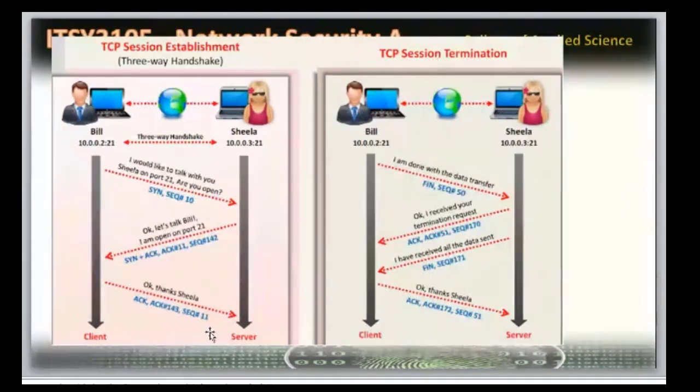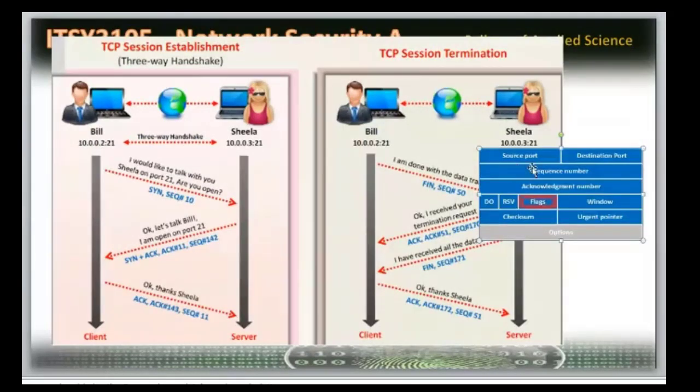Now I want to close the connection. Termination. So the first step, this is connection establishment. After the connection is established, I want to close it. So how can I close? Now again I'm going to create a packet. In the packet I'm going to set the flag. What is the flag I'm going to set? I'm going to set the flag as FIN, F-I-N. So FIN means I want to close the connection.